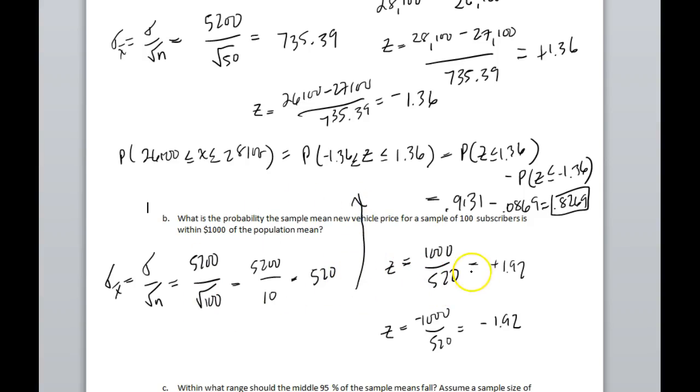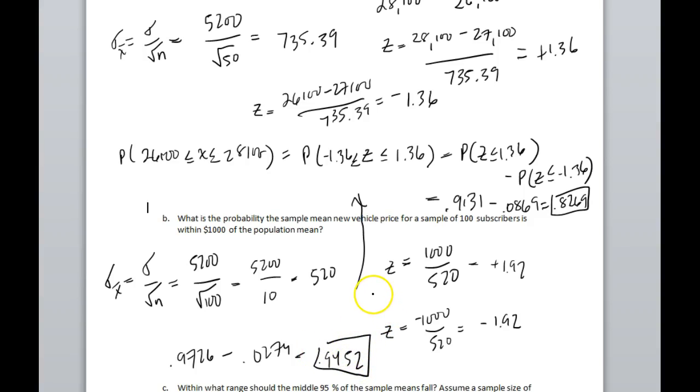And we're going to get the probability that z is less than 1.92, and we are getting 0.9726. And that's going to be minus the probability that z is less than negative 1.92, and that's just going to be 0.0274. And they are then going to subtract out to give us a probability of 0.9452.